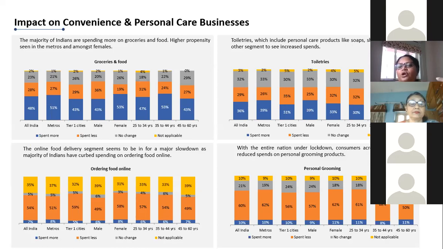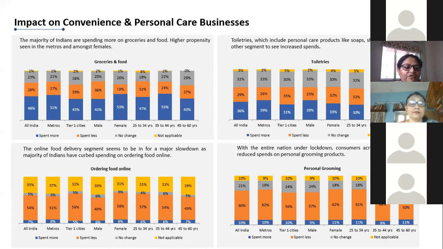So groceries and food, toiletries, which includes personal care products like soap, shampoos, those were the categories where people were stockpiling. And what we really see is that when the pandemic broke out, while some categories saw a spike in spending, especially disinfectants and hand sanitizers, there are categories that saw a dip in spends, which is ordering food online. This whole paranoia, or skepticism, about who is going to deliver your food, how it is going to get cooked. So we see a drop in ordering food online.